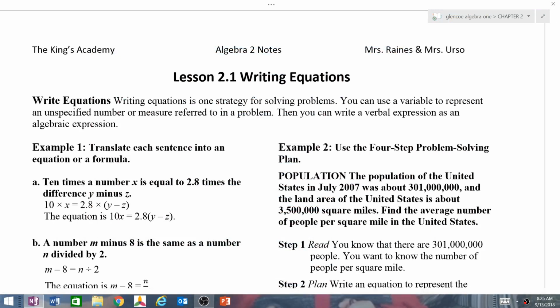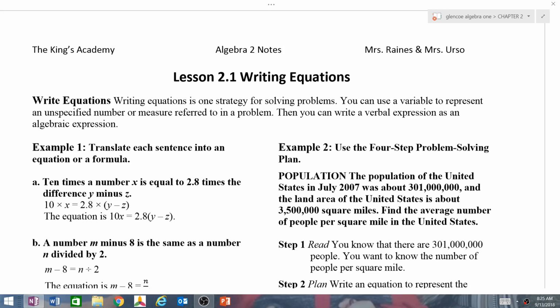This is lesson 2.1. We are in chapter 2. Everyone should have been given a set of chapter 2 notes as well as a packet for homework, correct? Okay, so we're going to start off today, lesson 2.1, writing equations.